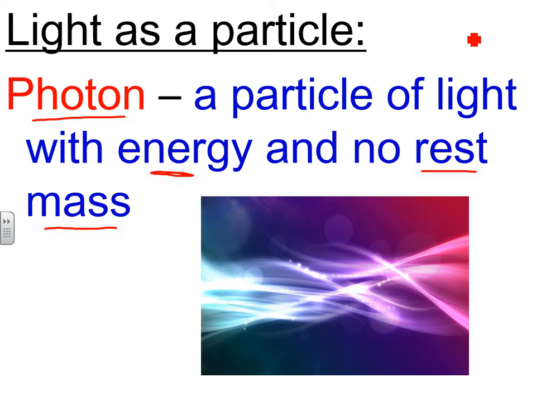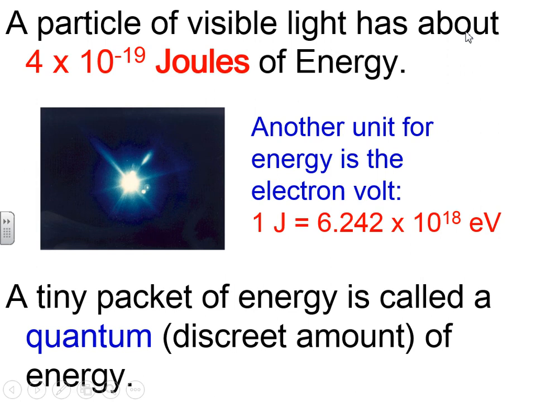But it's really strange that it says no rest mass, which means when it's moving, you can think of it as having mass when it's moving. That's because it has energy, and things with energy can affect matter. Now, a particle of visible light, so visible light would be anything from roughly red to roughly blue light, has about 4 times 10 to the negative 19th joules of energy. That's a really, really tiny number, and that's because we're talking about just one little photon of light, one little particle of light. Now, it all depends, as you'll see, on the frequency.